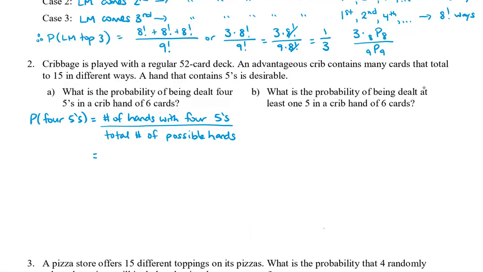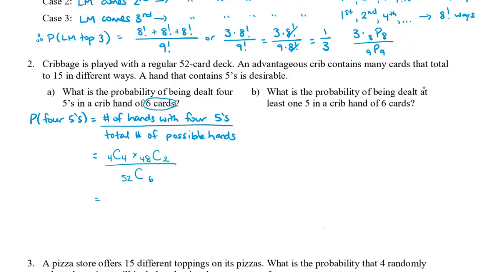So the number of hands with 4 5s means that out of 4 5s, we want to choose 4 of them. The reason we're using combinations is it doesn't matter how you hold the cards in your hand, we still have those 4 5s. Now, we want to have 6 cards, so we need to multiply that by 48 other cards, and we want to choose 2 of them. And then this is all divided by the total number of possible hands, so there are 52 cards to choose from, and we want to choose 6 of them.